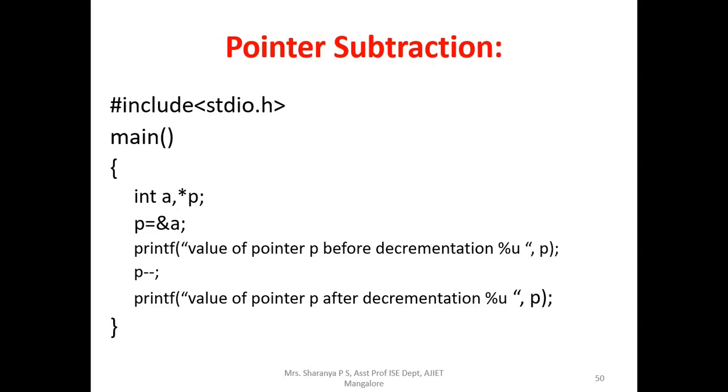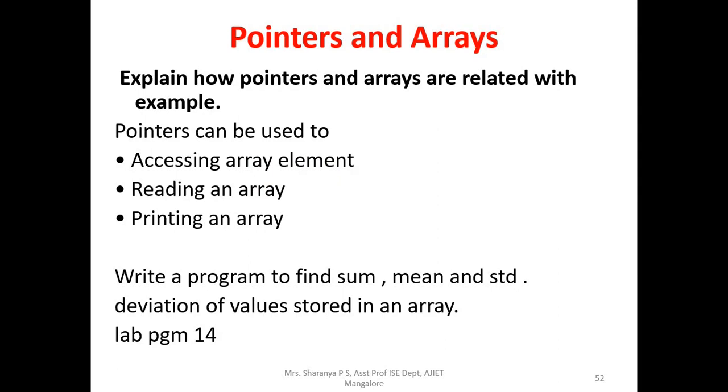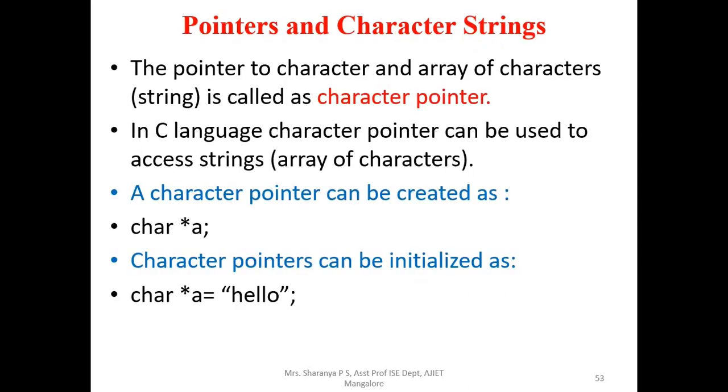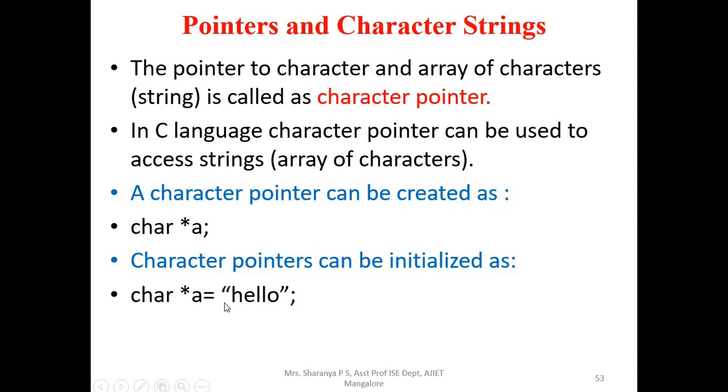And pointer subtraction, if we do it in a similar way, then it will be 1024 and it will be decremented by 2. And pointers and arrays, if we refer, this is how we can access array elements, reading an array, printing an array. All these we will be discussing with a lab program in the upcoming sessions. And pointers and character strings: we define a character pointer with *A. So this A is now acting as a character pointer, and we can store any value like hello with the character pointer A. This is how we can make use of pointers.